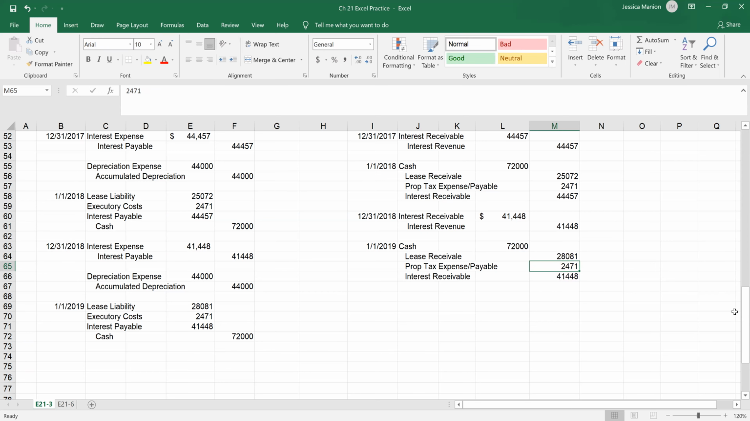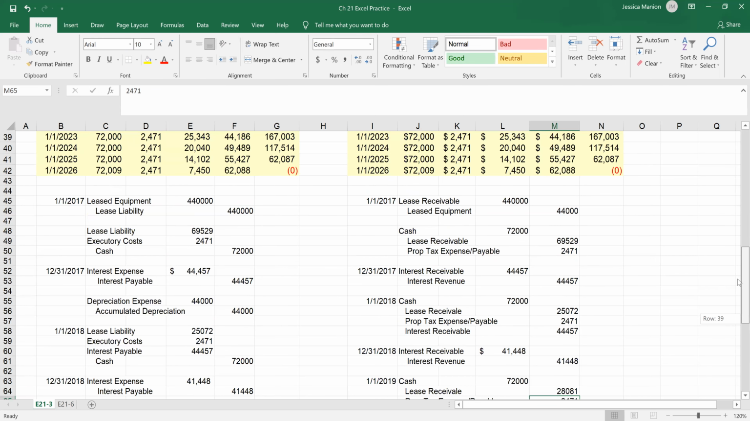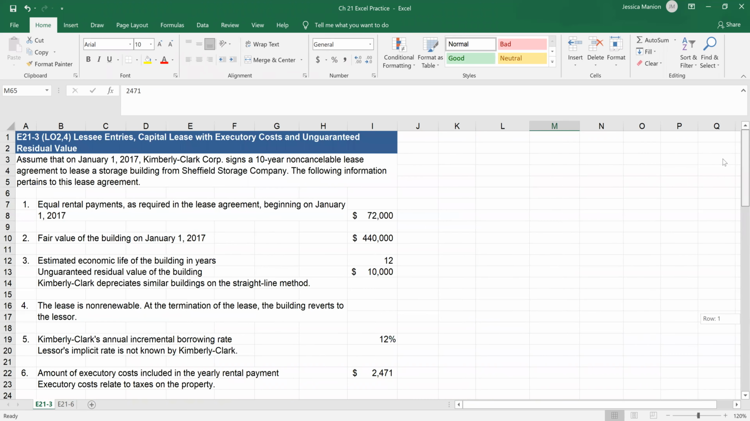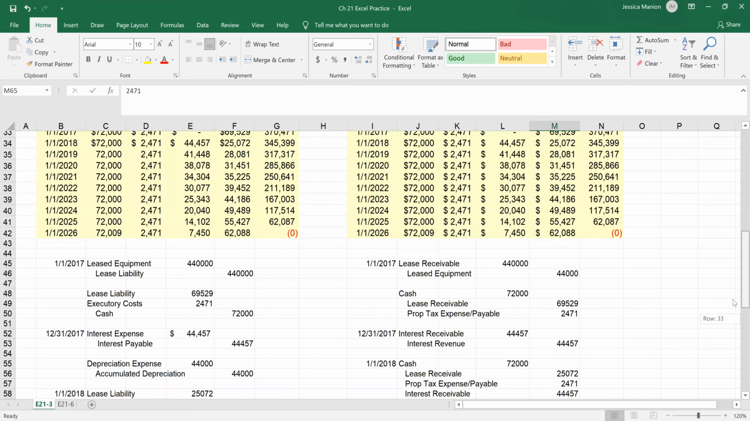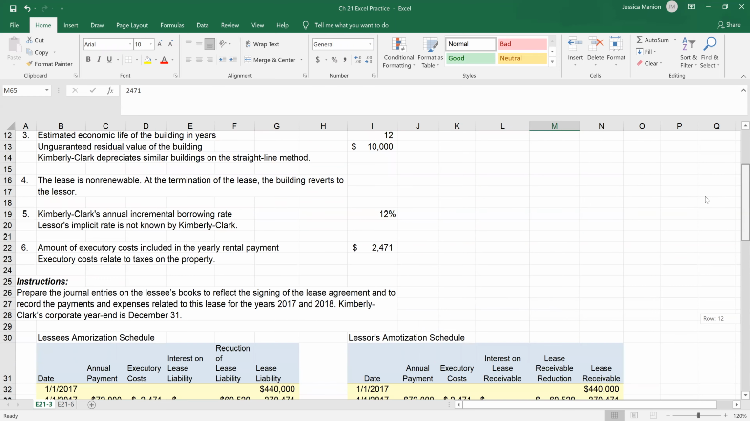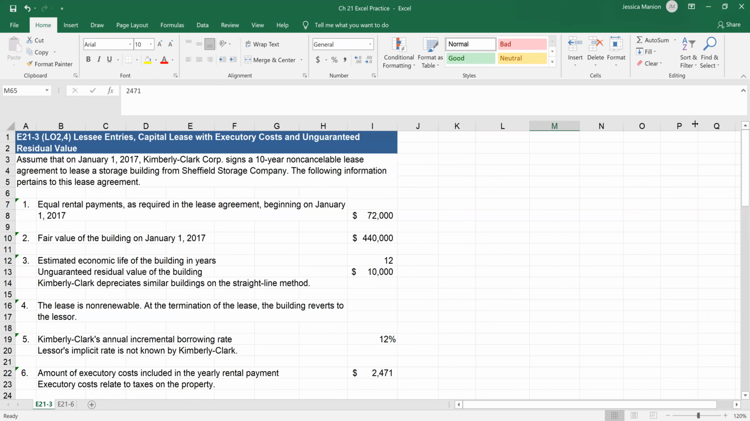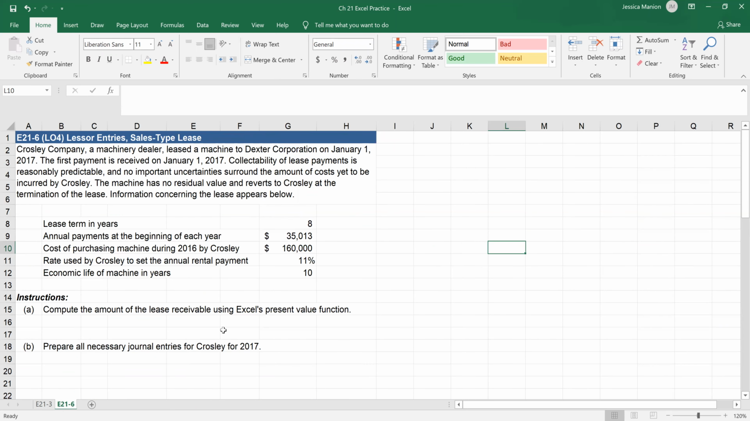All right, so anyway, hopefully that helped explain this a little bit more. I know we got a good amount of practice in class with it together, but just so we know what these entries look like and we're feeling good with that. I have one more picked out, and this is actually an example of the sales type lease.